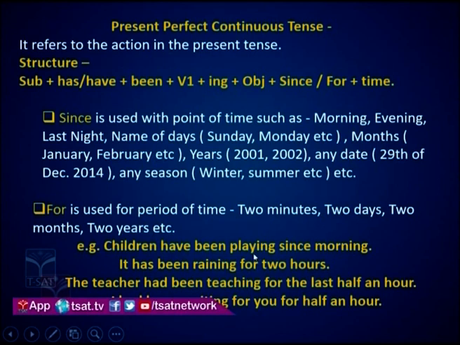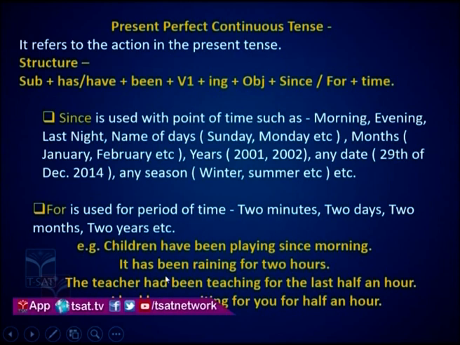For example, children have been playing since morning. Now here we are talking about a point of time. Since morning, it's evening time. Since morning they are playing. Children have been playing. Now if you see the verbs here, have been plus ing form, V1 plus ing. Children, subject, plus have plus been plus ing form of verb, since morning. So this sentence is in present perfect continuous. Have tells us about present, been tells us about perfect, playing is a continuous form, ing form.